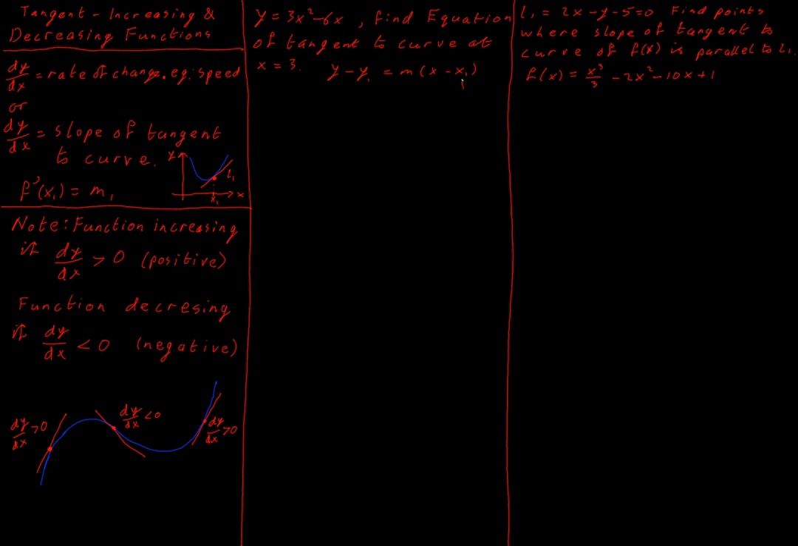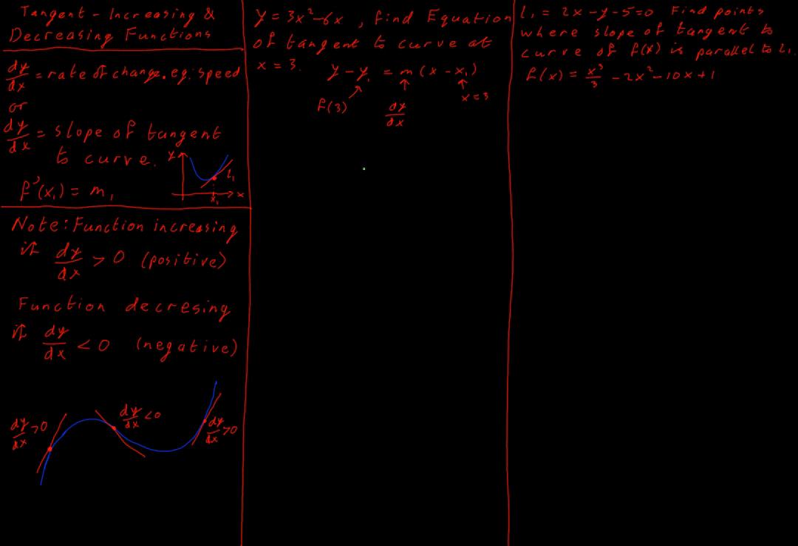Well, x1 is dead simple. It's just 3. I'm told I'm looking for the situation where x is 3. So I have one of those points. I don't have y1, but that's just going to be my function, y or f(x), when x is 3. So I go back to my original function, and I'm going to be able to use that to find my y1. And my m is going to be my dy/dx.